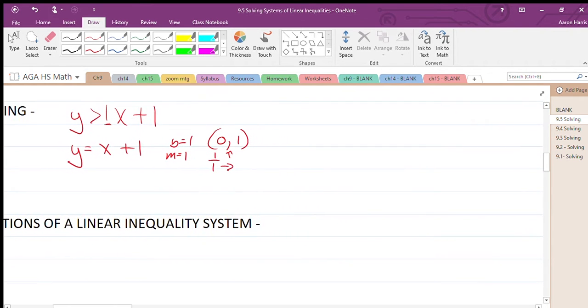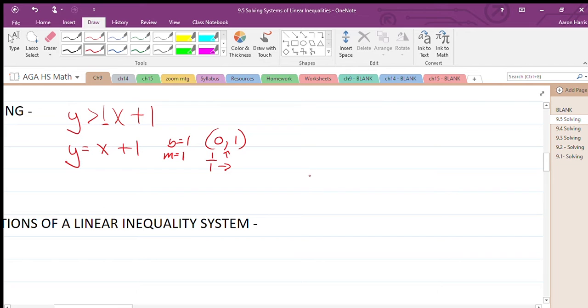So let's graph that. Put that there, put that there. 0, 1. Well, here's 0, here's 1. I would put a dot. My slope tells me to go up 1 and to the right 1. So 1, 1. And now I would make a line.